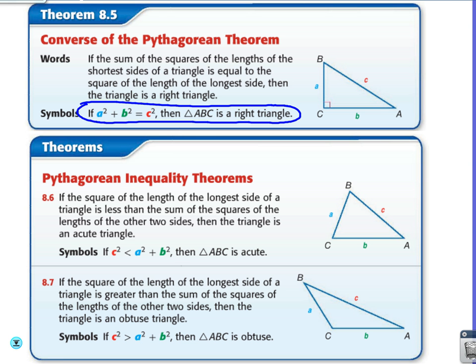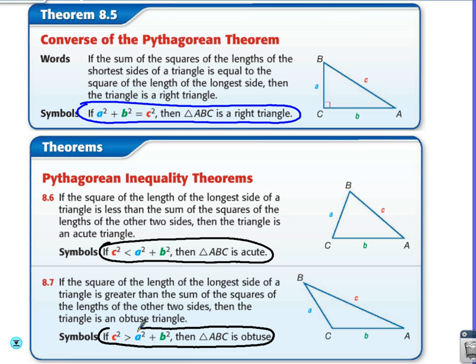Pythagorean inequality theorems. What if the c value is bigger? Need to write these down. If c squared is smaller than a squared plus b squared, then you have an acute triangle. If c squared is bigger than a squared plus b squared, then you have an obtuse triangle. Here's the way I want you to remember this.